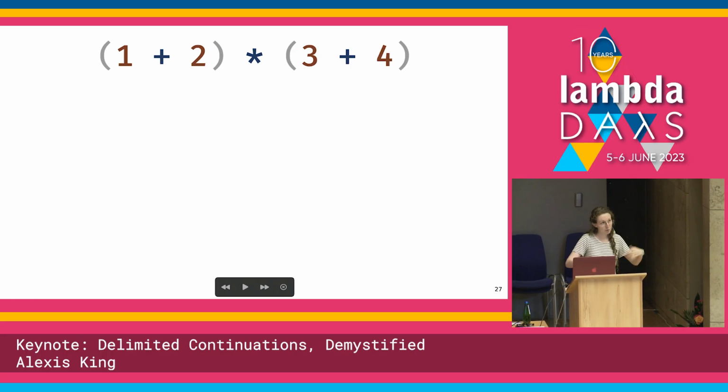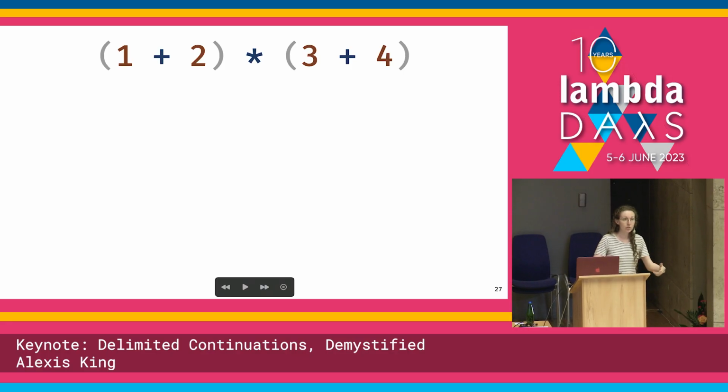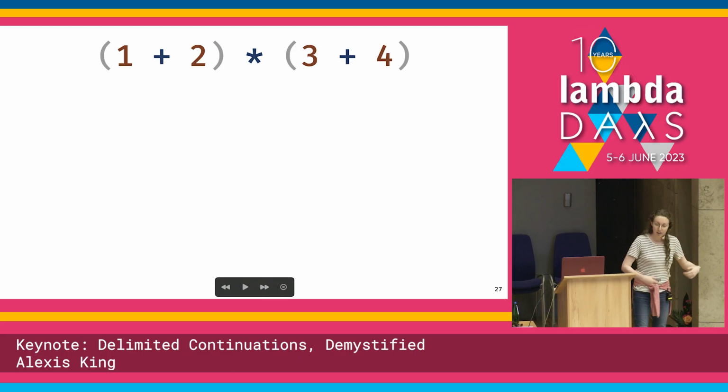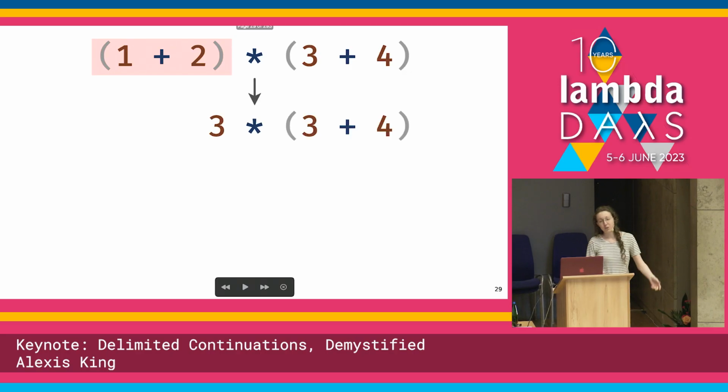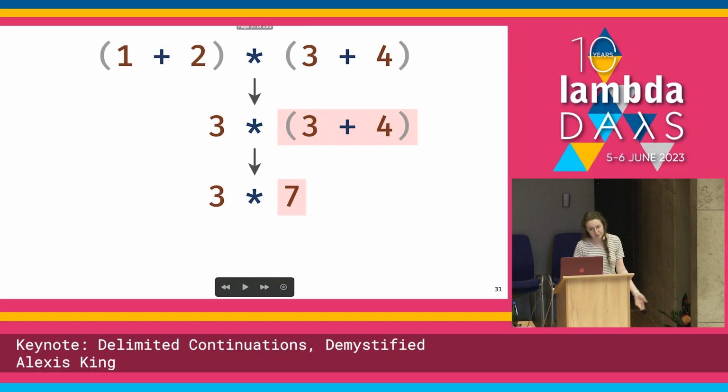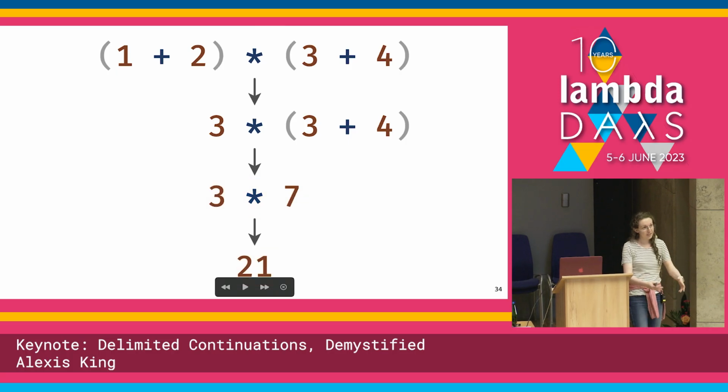If we were to imagine how we would evaluate this, stepping through it, if we assume just a strict left-to-right evaluation order, then we're going to start by evaluating this sub-expression on the left. Of course, 1 plus 2 reduces to 3. And then we can move on to this sub-expression, 3 plus 4 reduces to 7. 7 times 3, 21, and we're done. Obviously, I don't expect that to be terribly controversial.